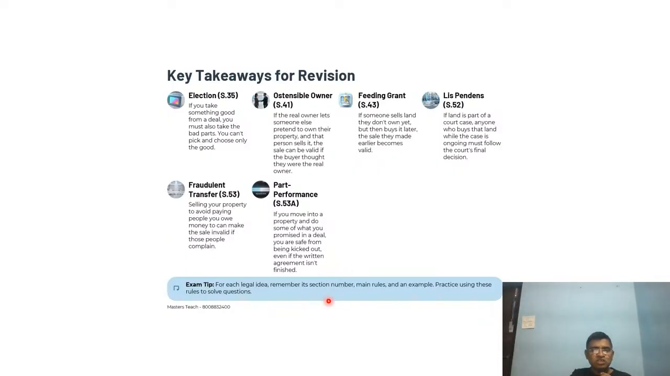So, as an examination tip, for each legal idea, remember the section numbers, main rules, and examples. Practice using these rules to solve questions.